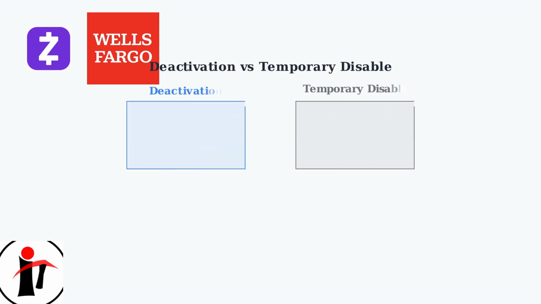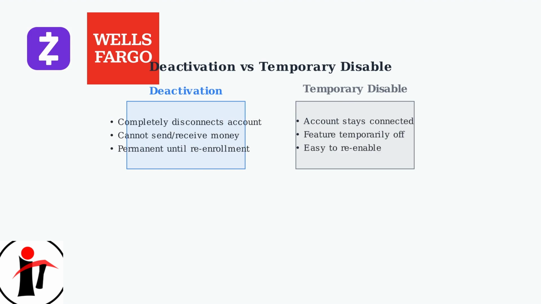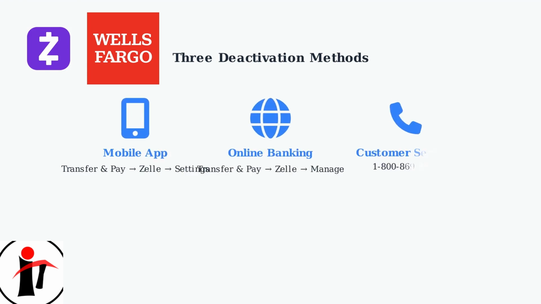Zelle deactivation in Wells Fargo is an important process that completely disconnects your bank account from the Zelle payment network. When you deactivate Zelle, you permanently stop your ability to send or receive money through the service. This is fundamentally different from temporarily disabling the feature. As of August 2025, Wells Fargo provides three convenient methods to deactivate Zelle from your account.